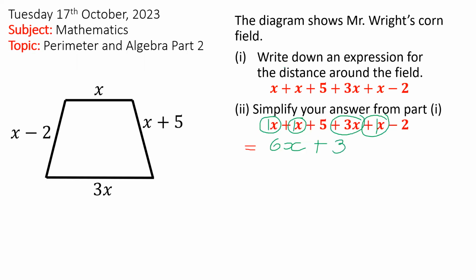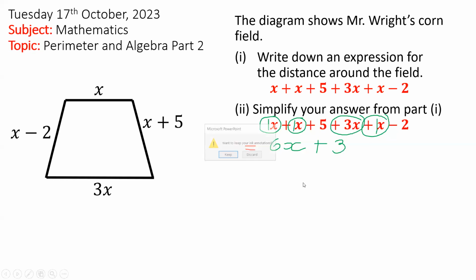Very good. You got that. 6x plus 3. How many persons got 6x plus 3 by themselves? Very good. So let me explain once again how we get 6x plus 3. We add all the x's. So 1x plus 1x is 2x, and 2x plus 3x is 5x, and 5x plus 1x is 6x. So the answer is 6x. And how do we get the plus 3? 5 minus 2, which is 3. Does that make sense to you all? Yes, sir. Good.